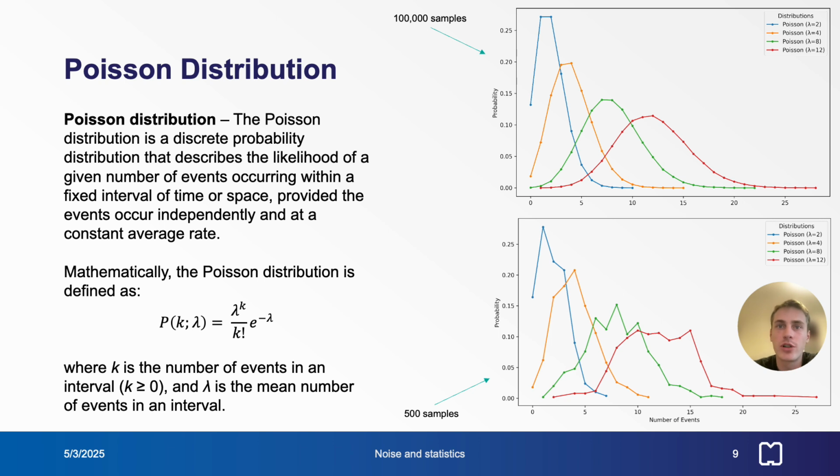The Poisson distribution is a discrete probability distribution that describes the likelihood of a given number of events occurring within a fixed interval of time or space, provided the events occur independently and at a constant average rate. This distribution is ubiquitous in physics and is a very important one. Looking at the graphs on the right, these Poisson distributions are plotted based on generating random samples. The way the distribution takes shape for much higher number of sampling also demonstrates the importance of counting statistics.